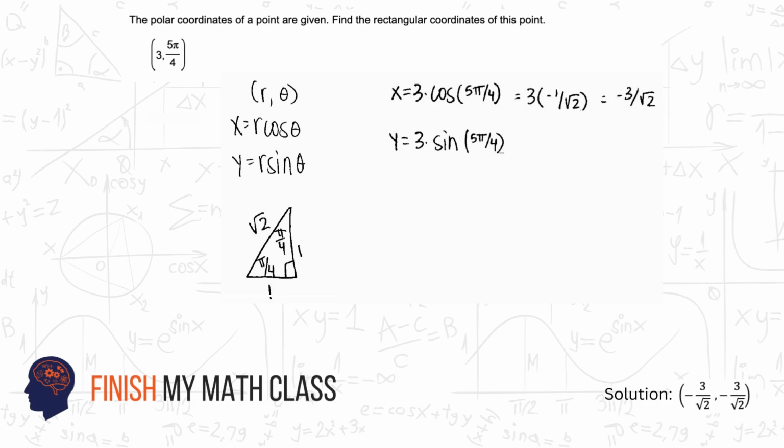And then the reference angle for 5 pi over 4 is pi over 4. So we look at pi over 4, sine of pi over 4 is 1 over square root of 2. And it's negative because the angle was in quadrant 3. Multiplying these two values together, we get negative 3 over square root of 2. So the equivalent rectangular coordinates for the polar coordinates we were given are negative 3 square root of 2, negative 3 square root of 2.